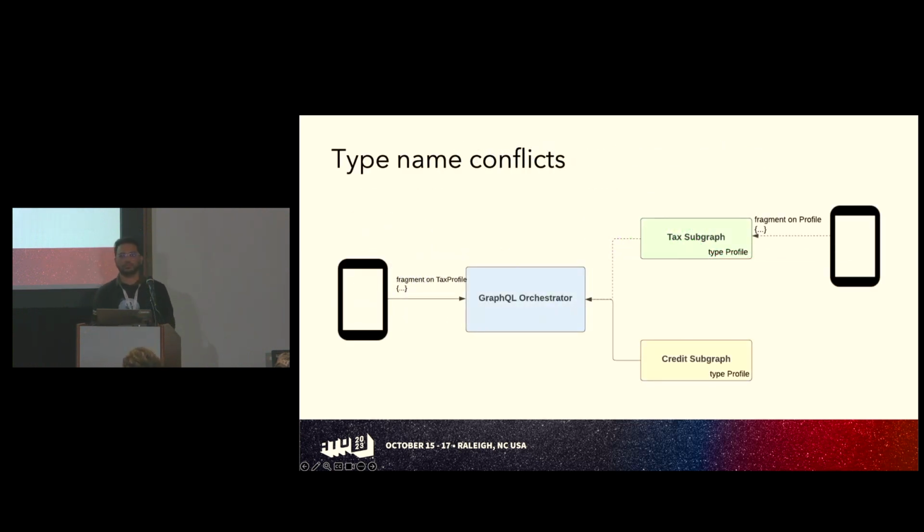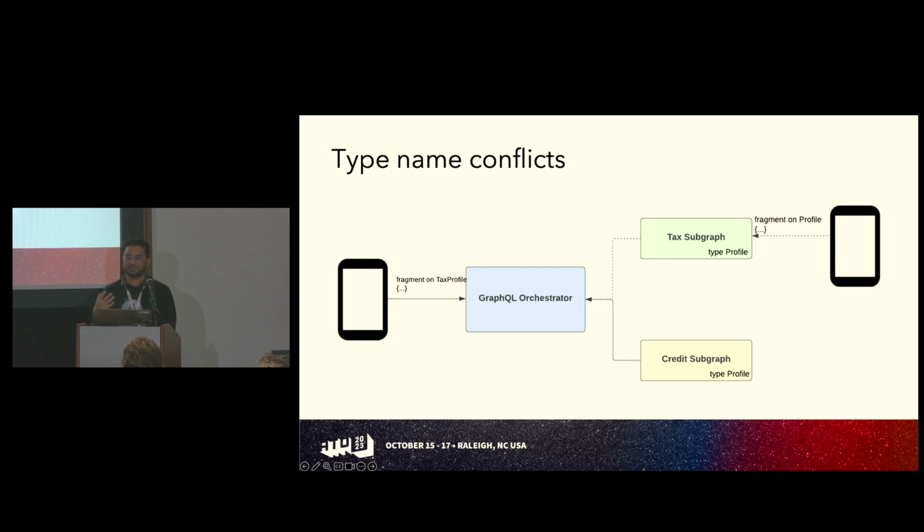Now, type name conflicts. It's an important concept. In a GraphQL executable schema, into a single executable schema, you can't have two types with the same name. So now imagine this at the scale of the orchestrator, with a number of microservices which are developing independently. It's very easy to get into type conflicts. An example would be the same tax and credit subgraph. Let's imagine that the credit subgraph is already registered with the orchestrator with a type profile. Now there's a tax subgraph coming with the same type profile. It is an error at that point.